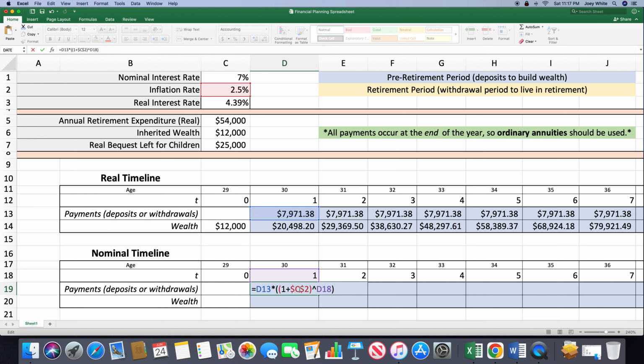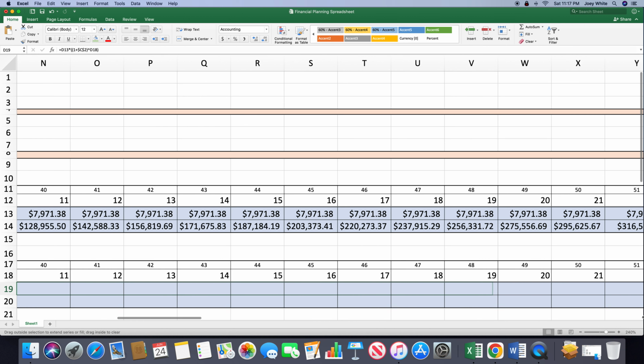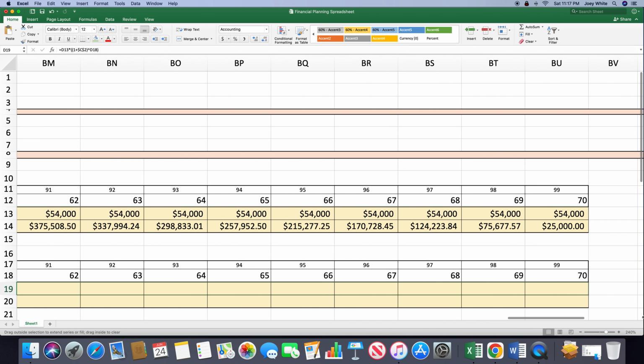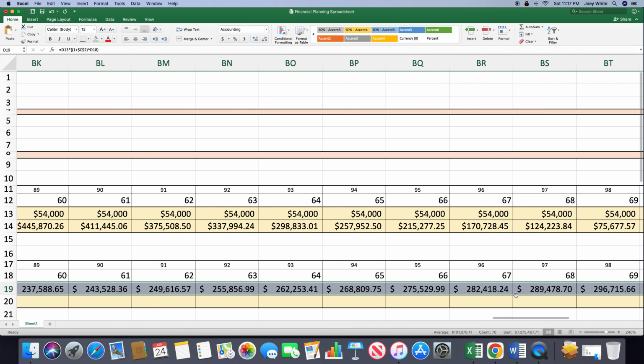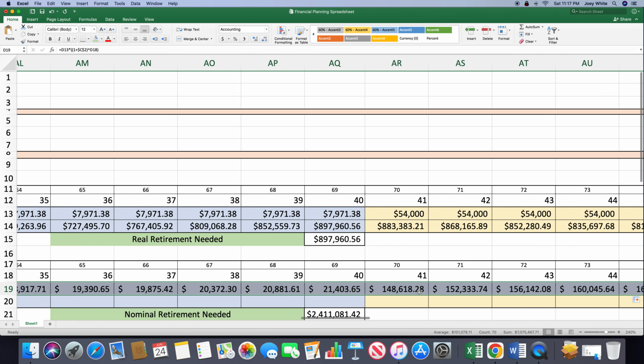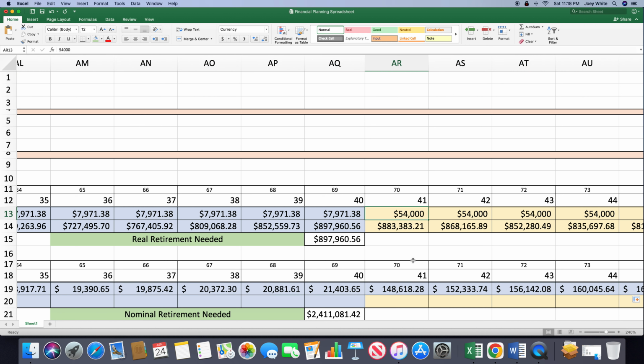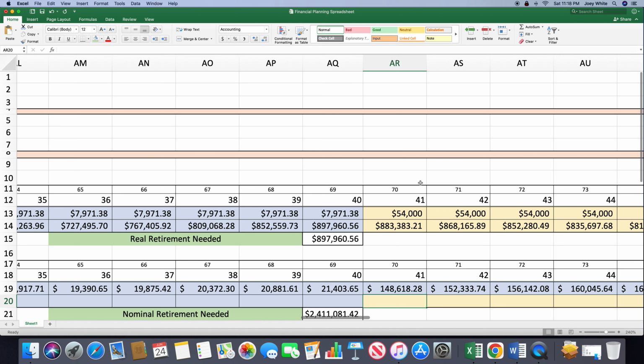Before the C and after the C in C2, so that'll keep it constant. Right? And then I'll just drag this across, and I can just drag it all the way. Because although the real payment is changing, the inflation rate and the above time numbers are not changing, so we can still just keep it like that.